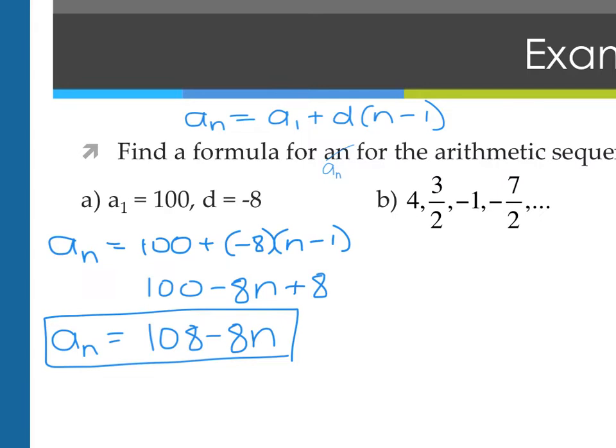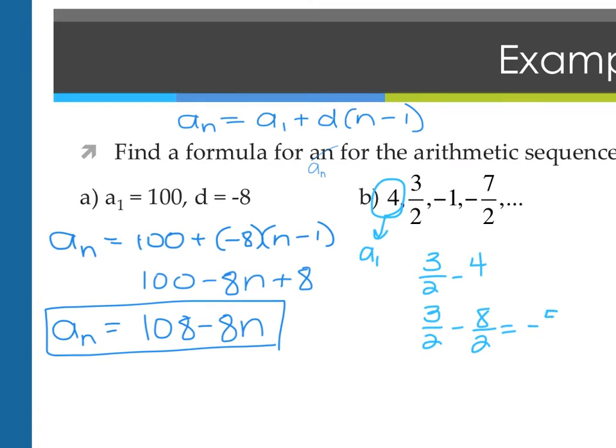All right, so B, little different. This time you've got 4, 3 halves, negative 1, negative 7 halves. So I know what a sub 1 is. That's 4. What I don't know yet is what the common difference is. So what would be 3 halves minus 4, or 3 halves minus 8 halves? That's negative 5 halves.